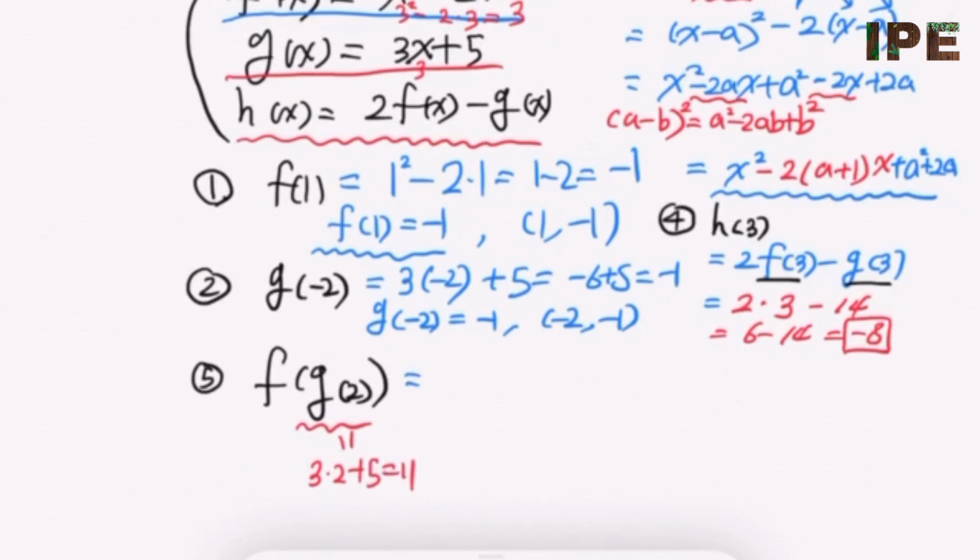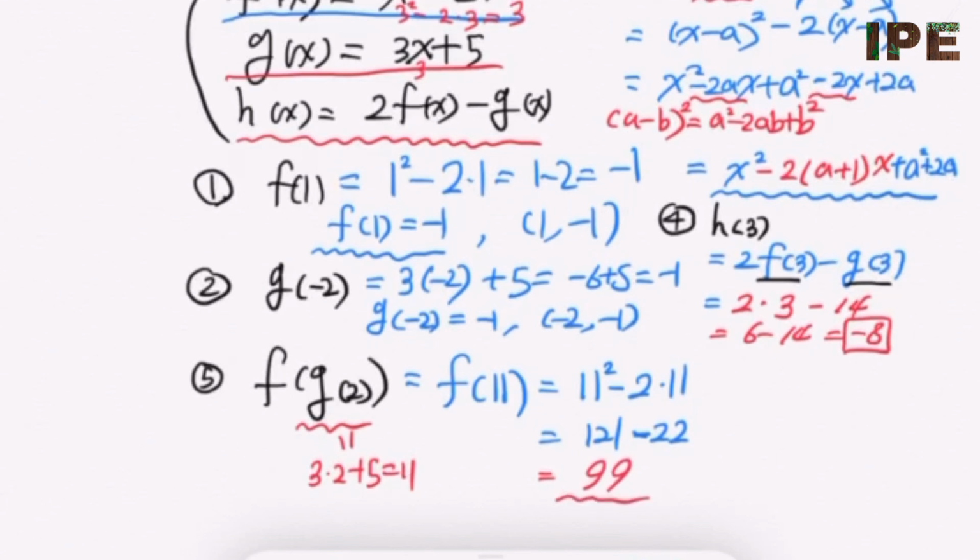So that is equal to f of what? 11. Now plug in 11 for x of f of x. So 11 squared minus 2 times 11. So 121 minus 22. That is 99. We call this kind of function a composition function.